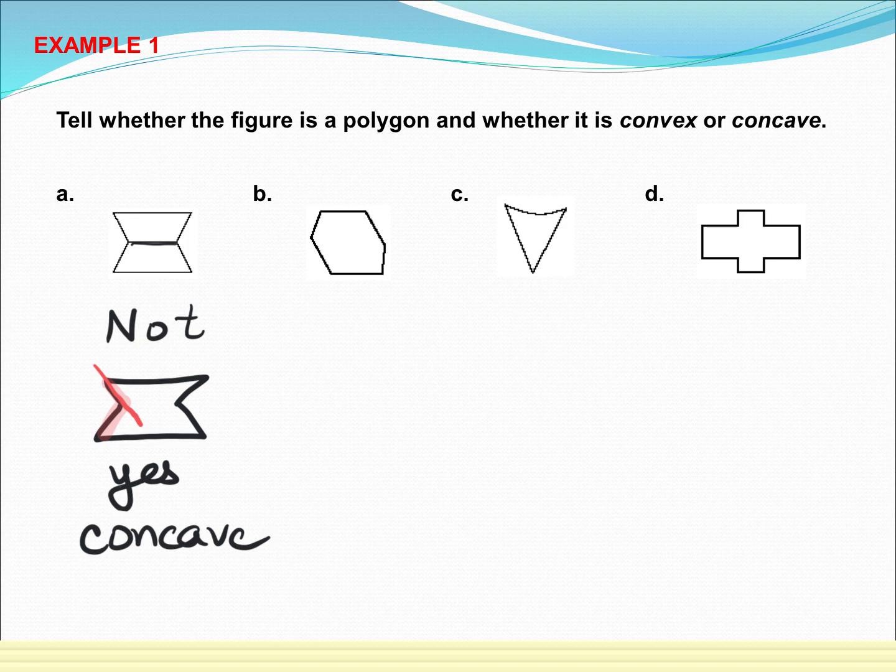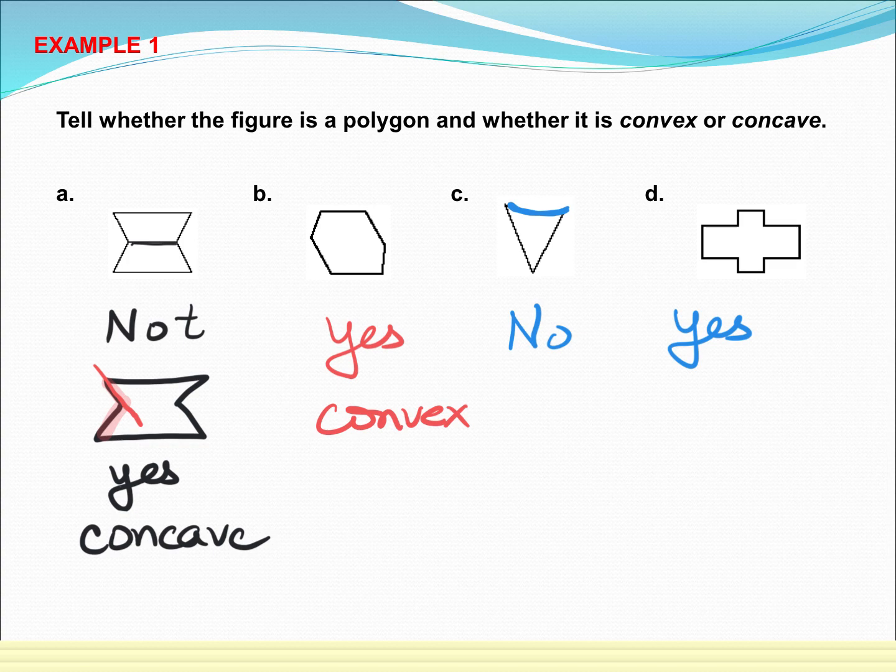The next one, is it a polygon? Yes, it is. Concave or convex? Convex. Now the next one, I know it's kind of hard to see, but this side has got a little bend to it. It's curved. Is that a polygon? No. Good. What about D? Is that a polygon? Yes, it is. Concave or convex? Beautiful.